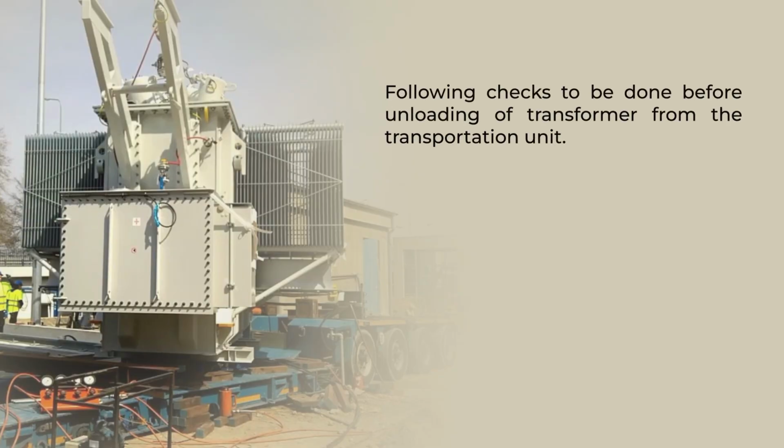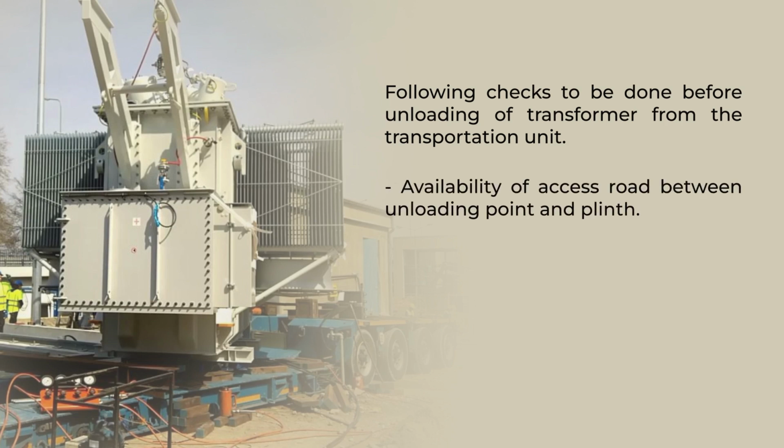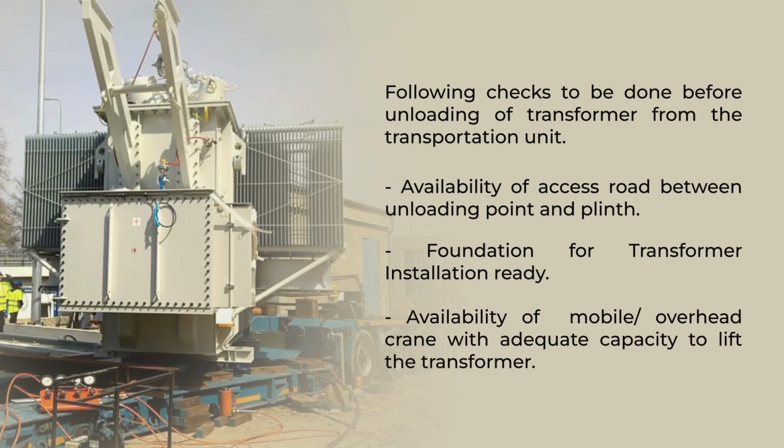Once the transformer is filled with either nitrogen, which is an inert gas, or dry air, the following checks are to be done before unloading the transformer from the transportation unit. Availability of access road between the unloading point and the plinth. Foundation for transformer installation, whether it has already been done or not. Availability of mobile overhead cranes with adequate capacity to lift the transformer.